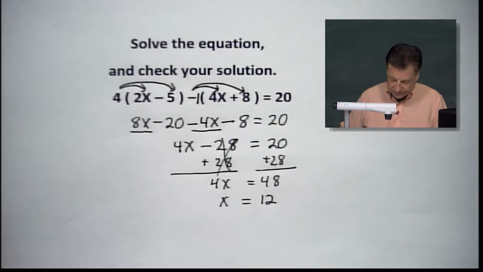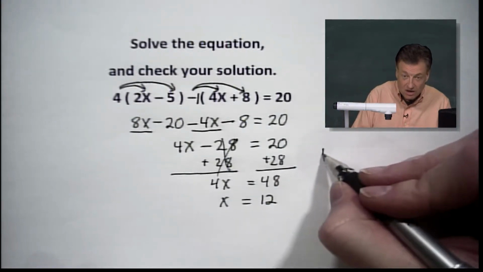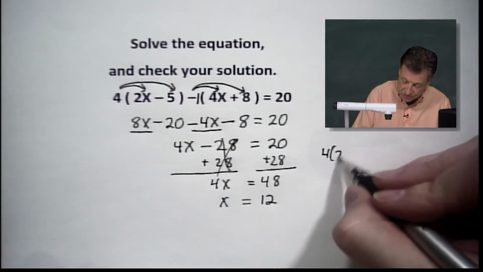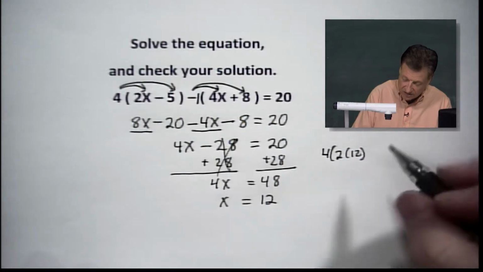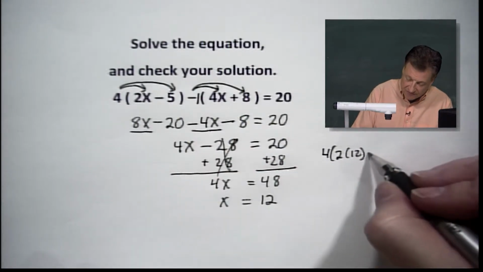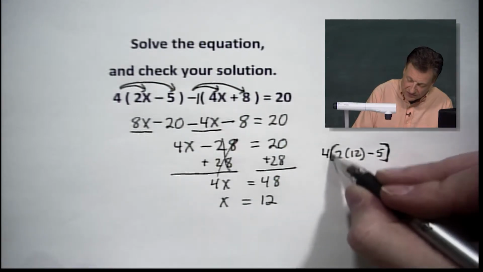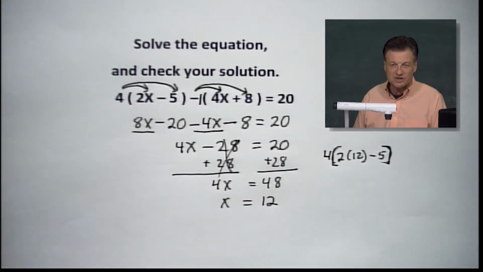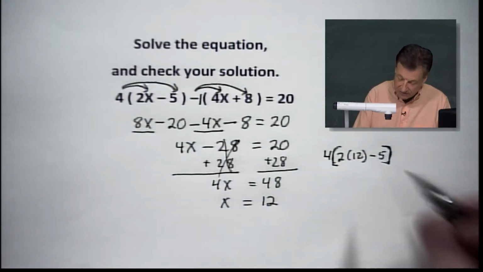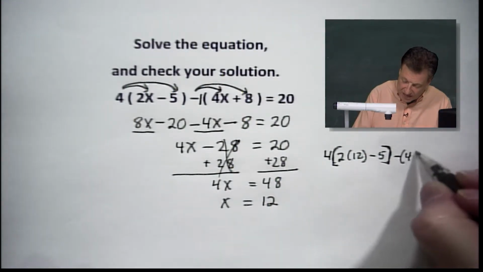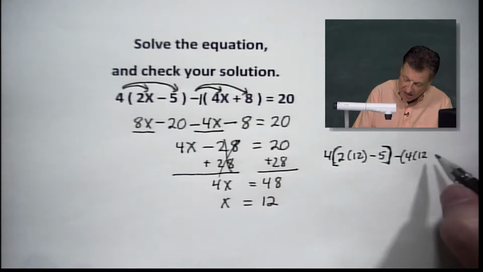Now, quick check. How about it? We got 4 times 2 times 12. Ooh, a lot of stuff going on here. And we're going to have to subtract 5. And then we're going to still do all multiplication at the end. So, my friends, this is a big parenthesis. I'm going to put a bracket around it so it looks a little more impressive. All right, then we got this minus 4 times 12. What is it this time? Oh, plus 8.